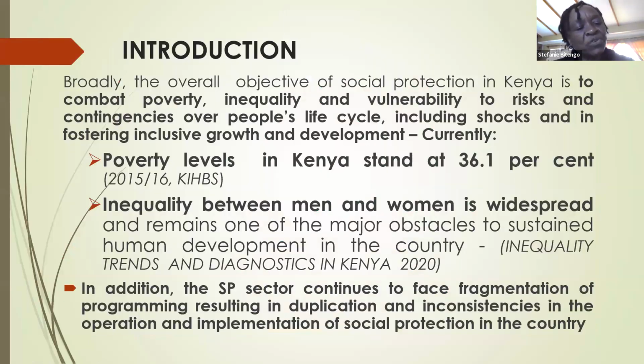So as a way of introducing, I want to just recognize that the overall objective of social protection is to combat poverty, inequality, and vulnerability. And looking at that in terms of where we are in Kenya, then looking at our poverty trends, as of 2015-16, at least we were looking at 36.1% of individuals living below the poverty line. And inequality between women and men is widespread. So it remains really a major obstacle for sustained development in the country.